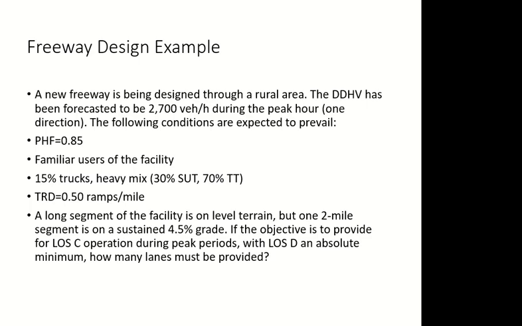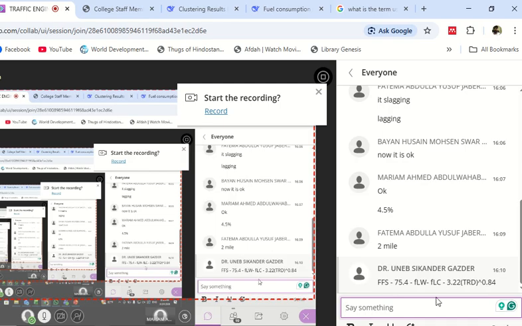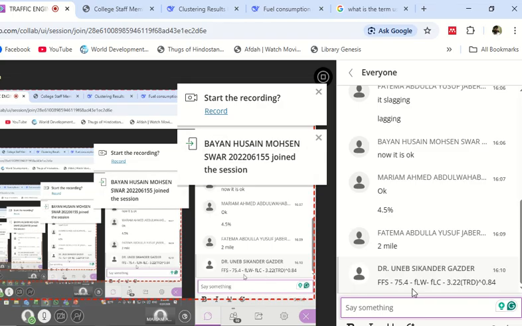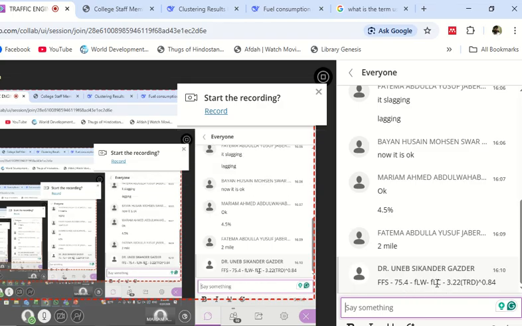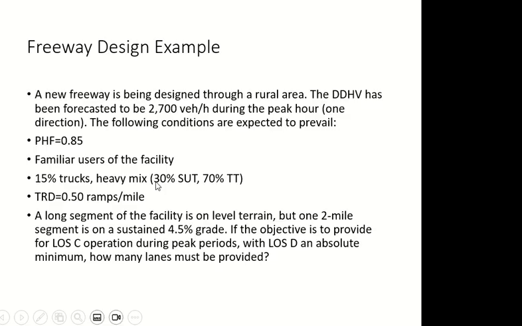From these things they have given me TRD. TRD is 0.5. There is no question about it. It's very clear. Now for the remaining things, I need lane width and lateral clearance. They are not given here. Lane width is not given, lateral clearance is not given. So what can I do? Then I need to assume, right?